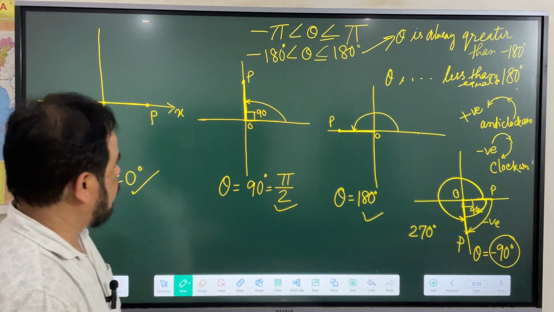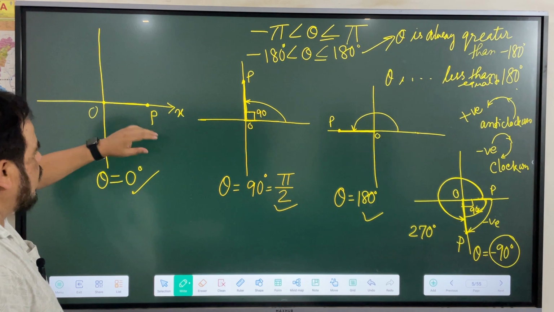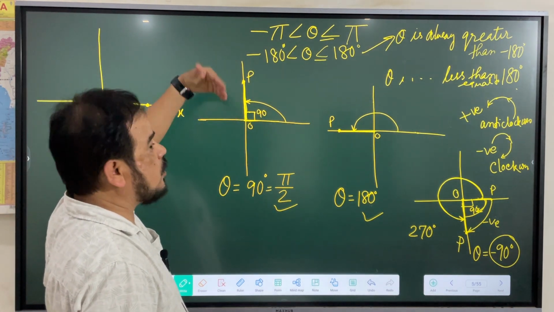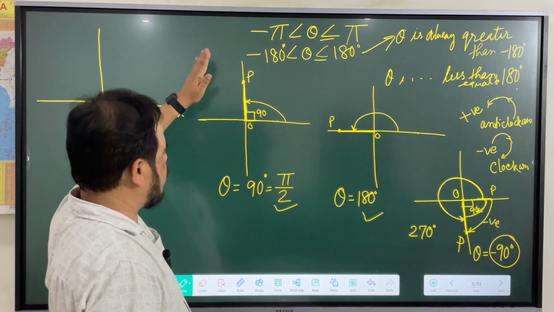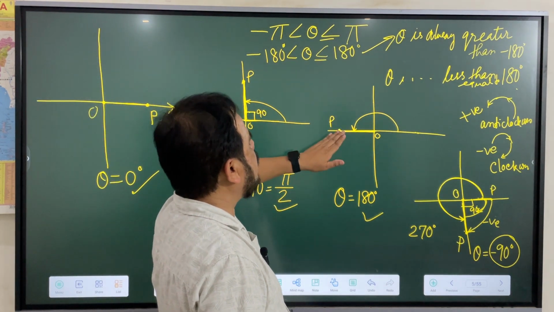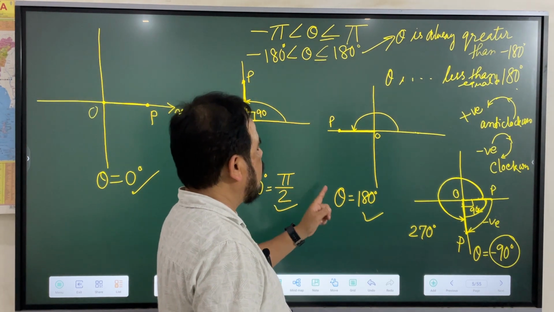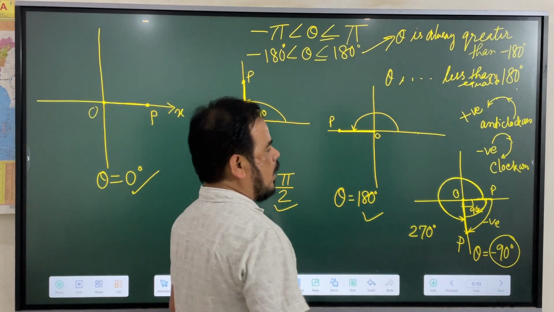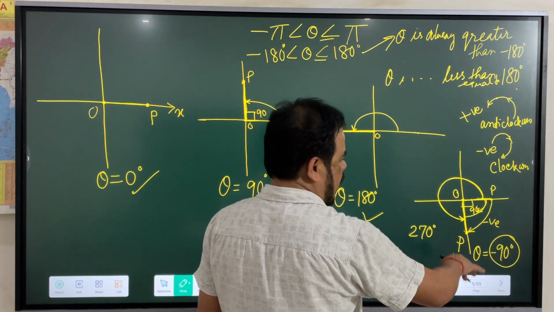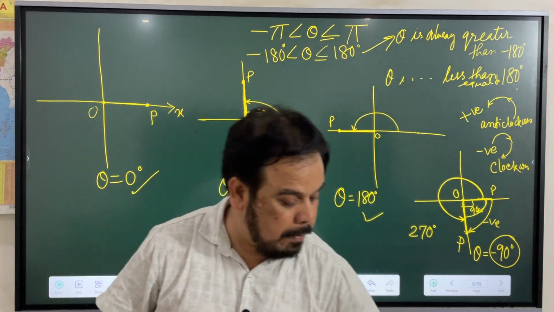So I hope you understand. When the point is on x-axis toward right hand side, then the value of theta will be 0. When the point is on y-axis, means positive y-axis, this upper side is positive y-axis, then the value of theta will be pi by 2 or 90 degree. When the point P is on negative x-axis, this side is negative, then the value of theta will be 180 degree. When the point P is on negative y-axis, then the value of theta will be minus 90 degree. This is what we have to remember.